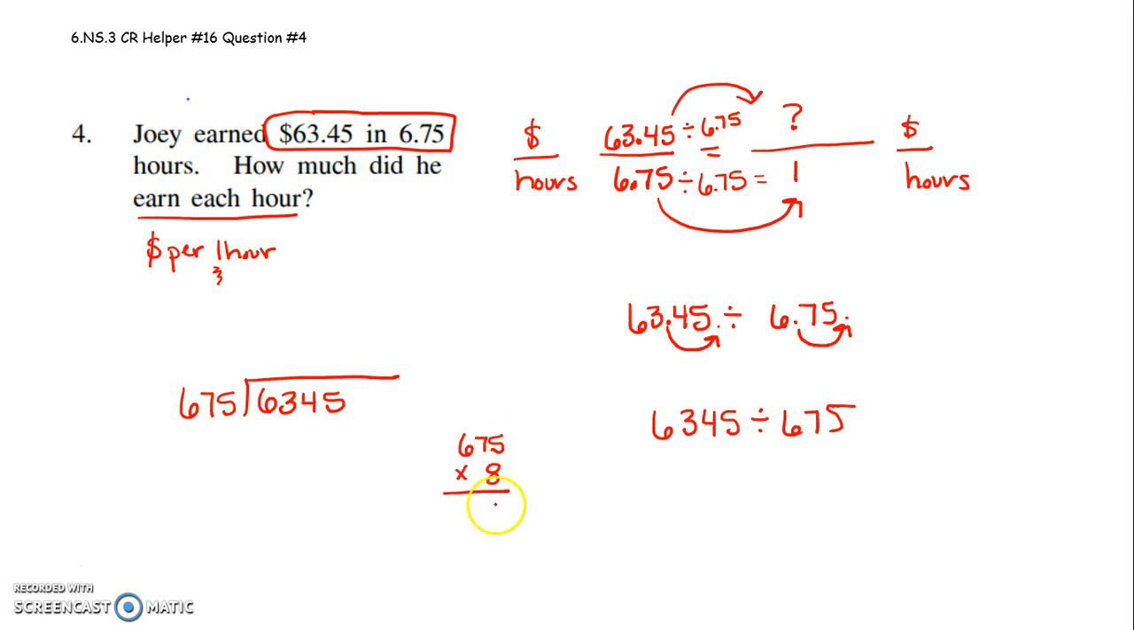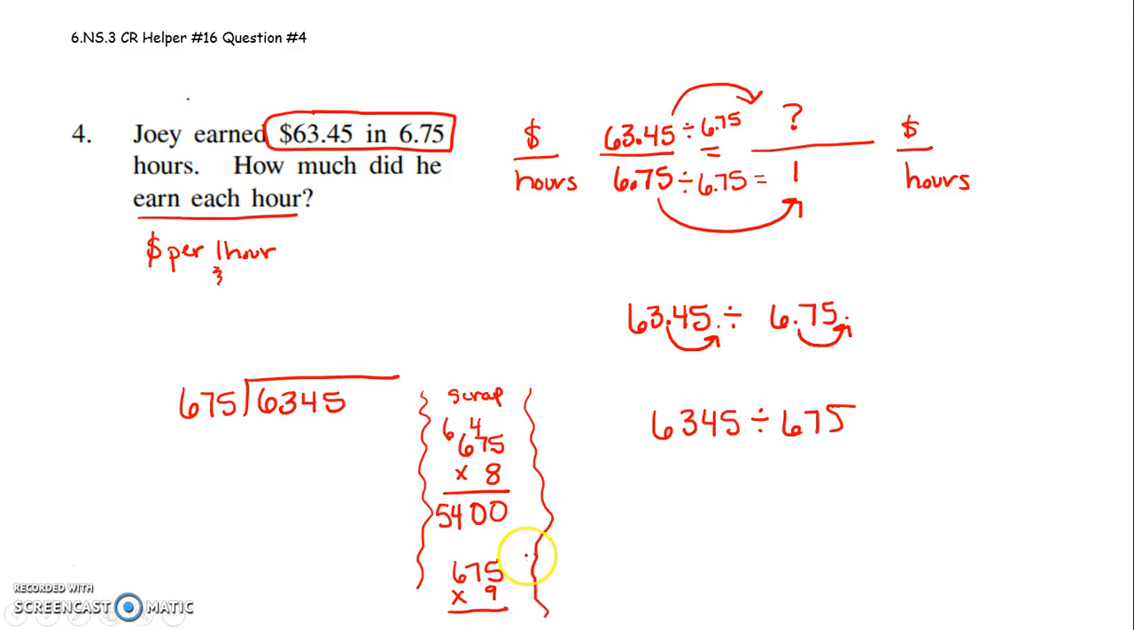8 times 5 is 40, put down a 0, carry a 4. 8 times 7 is 56, and 4 more is 60. Put down a 0, carry a 6. 8 times 6 is 48, and 6 more is 54. All right. So now I say, okay, maybe that's a little bit too low. I have to get up to 63.45. So then I try times 9. So then I take my 675 and I try multiplying it by 9. So this is my scrap work for my little guess and check.